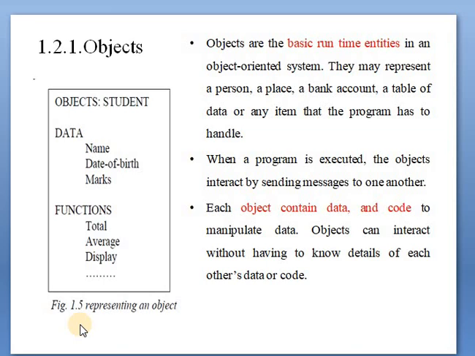As we know, in the procedure oriented programming the large program is divided into number of small units known as the function, but in the object oriented programming the program is divided into the units called objects. So objects are the basic runtime entities, and they may represent a person, place, bank account, university, building, table, data, or any item that the program has to handle.